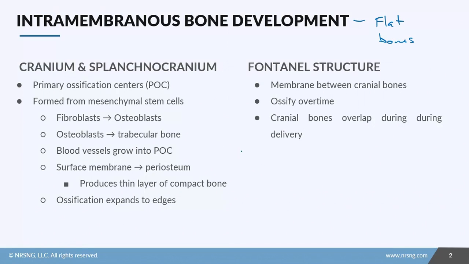It's really important when we're talking about flat bone development that we remember where it occurs. It occurs in places like the skull. It happens in the ribs, and it can also happen in places like the clavicle. It's really important to understand how this happens, especially when we're talking about childbirth, because it helps to form the flat bones in the skull for the fontanelle structure, in that the cranial bones overlap during delivery. If you understand how these flat bones are formed, it makes a little bit more sense.